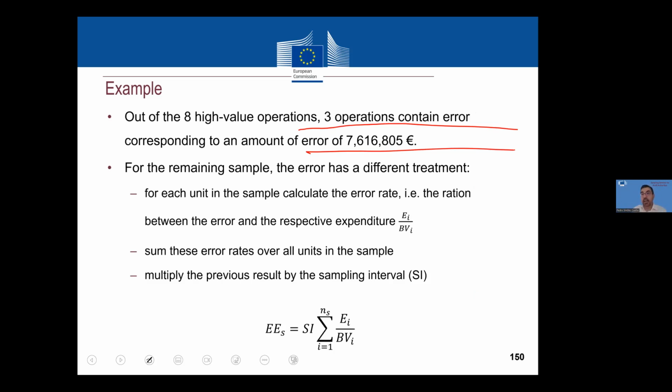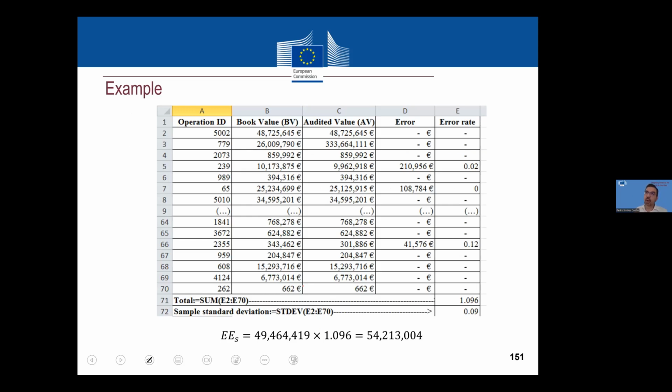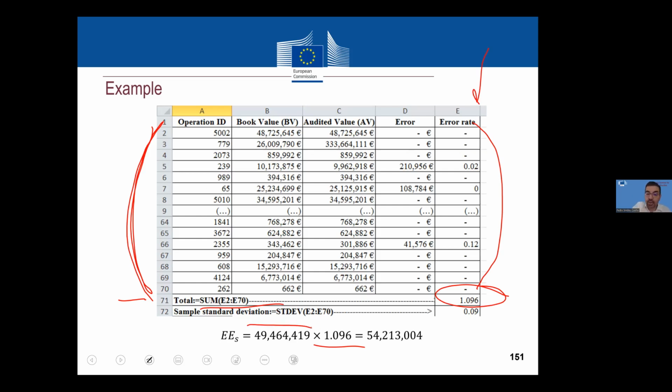For the remaining 69 operations, I have to project the error from the sample to the population using that formula that we have seen before the break: sum of the error weights times the sampling interval. Let's do it. This copy of the Excel file has a list of the 69 operations in the sampling stratum. In column E, I have the error rates, and in line 71 I have just summed them, and the sum of these error rates is 1.096. I don't care about the value. I just copy this value, 1.096, and multiply by the sampling interval, and I get the projection. My projected error for the sampling part of the population is 54 million euros.